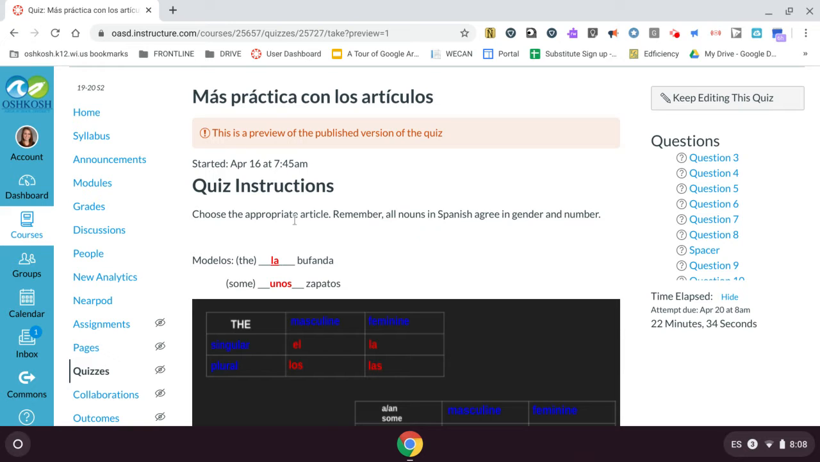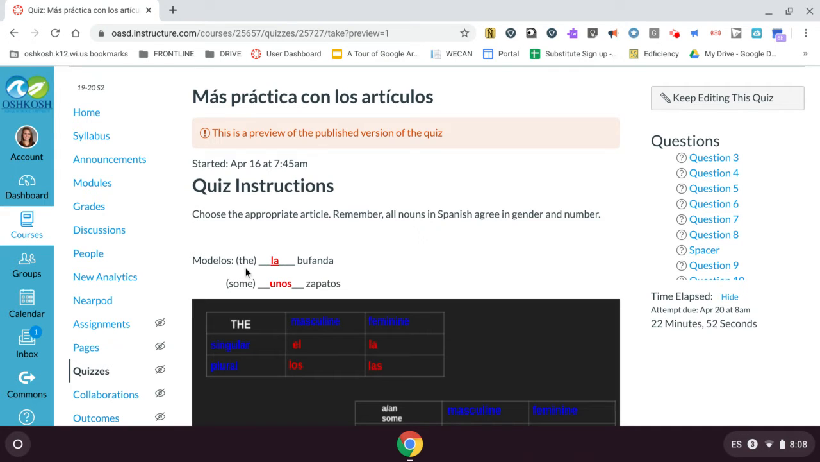So it's always nice to first start off by reading the instructions. So it says choose the appropriate article. Remember, all nouns in Spanish must agree in gender and number. So that's singular and plural and feminine and masculine. So if you take a look, here's my ejemplo, my example, or my modelo, my model.